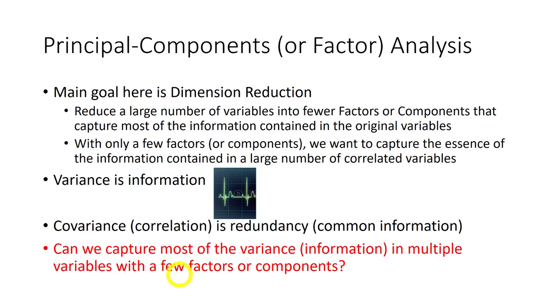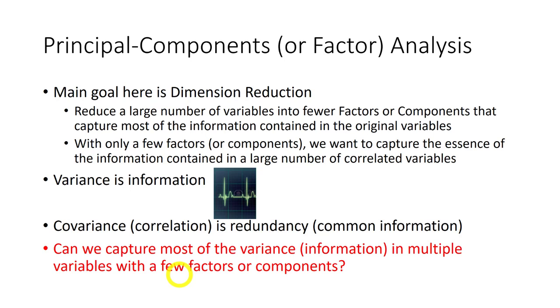So we want to be able to capture with only a few factors, in our example two factors, as much as possible of the information contained in the original variables. What allows us to do that is that variables are correlated with each other, and they are correlated in sets. So the intuition here is that we are trying to capture most of the information contained in the original variables with a few summary variables or factors or components.